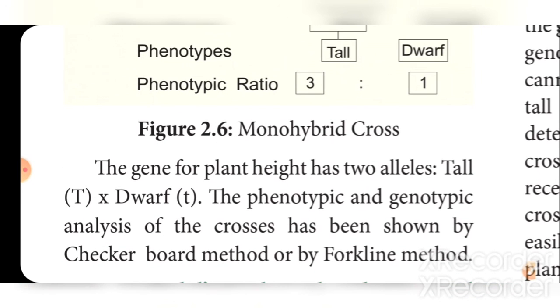The gene for plant height has two alleles, tall capital T versus dwarf small t. The phenotypic and genotypic analysis of the crosses has been shown by the checkerboard method or Punnett square method.